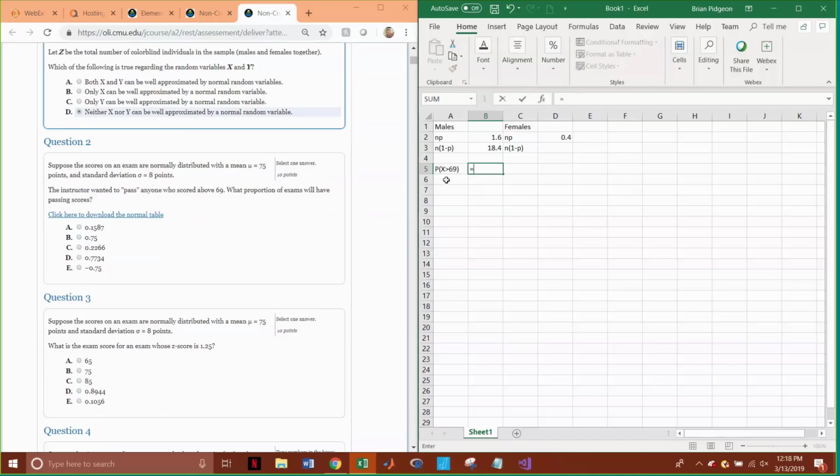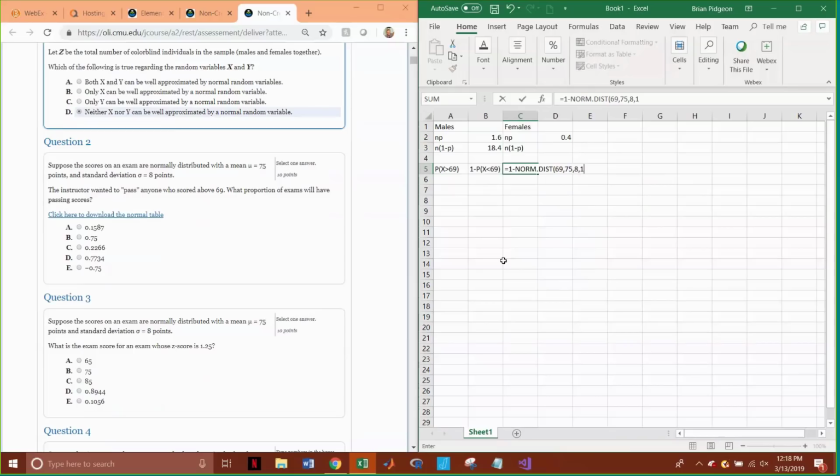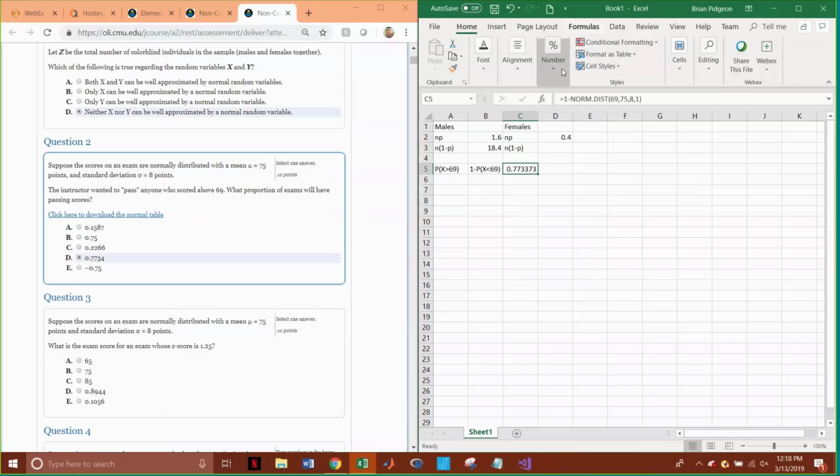We need to rewrite this using the complement rule and say this is 1 minus the probability that X is less than 69. And when we write it in this way, we actually can use the normal distribution function in Excel. But don't forget, when you type it in, you've got to do 1 minus NORM.DIST. Our X value is 69, our mean is 75, our standard deviation is 8, and the cumulative is always 1. And when you do that, you get 0.7734. And remember, you can always round in Excel by just adjusting the decimal places using these buttons.